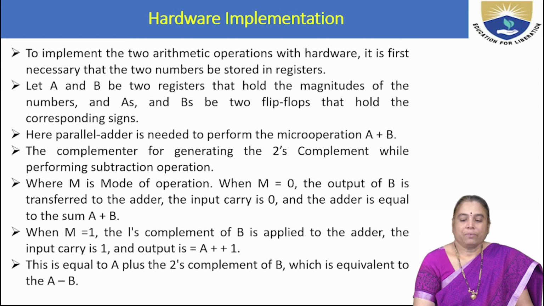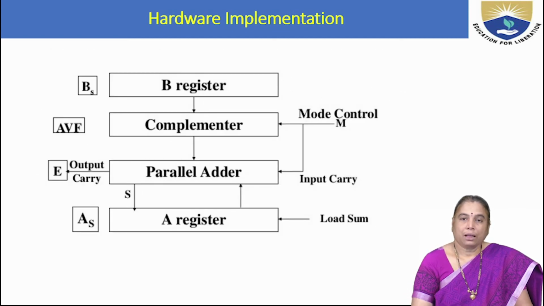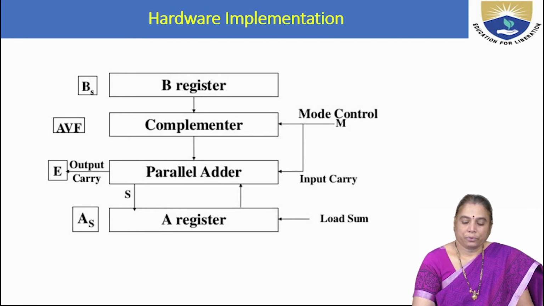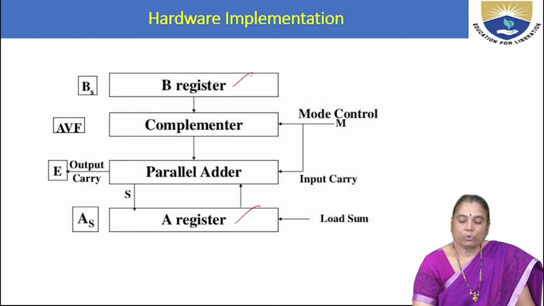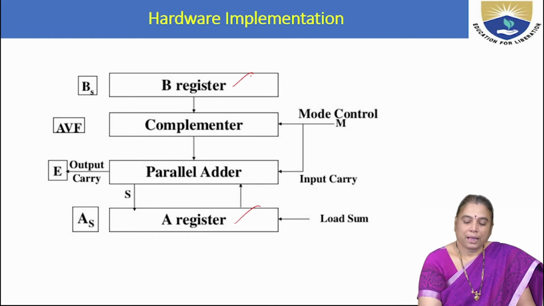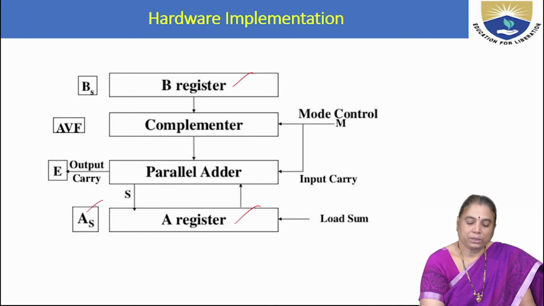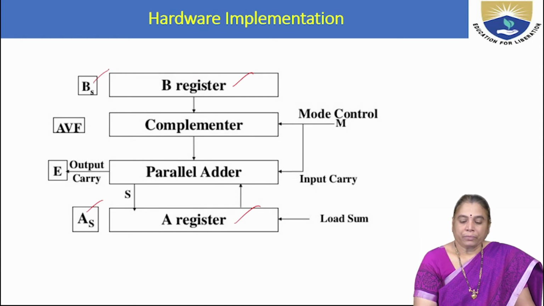Now, what is the hardware required for the addition and subtraction algorithm? In order to store the two values, two registers A and B are used. The first number is stored in the A register, the second number is stored in the B register. The sign of the A register is stored in the AS flip-flop and the sign of the B register is stored in the BS flip-flop. And here a parallel adder is used to perform the addition operation.